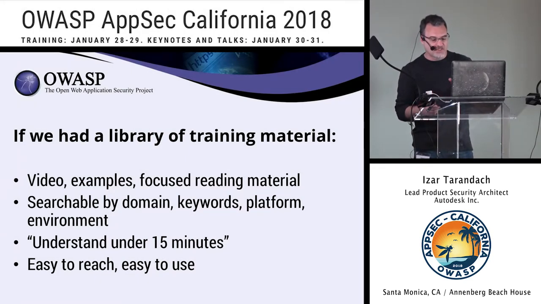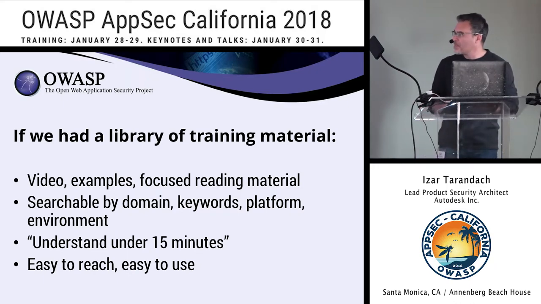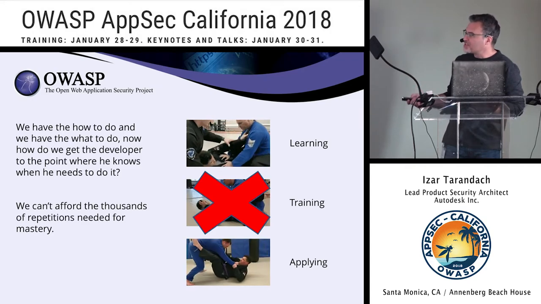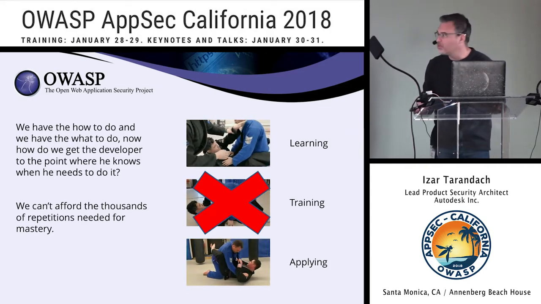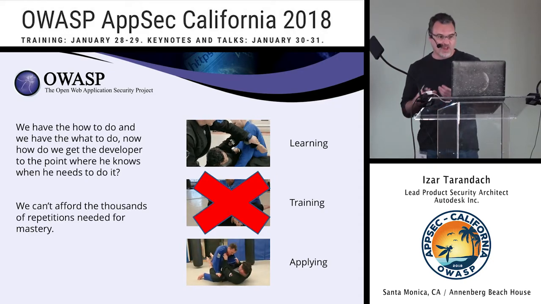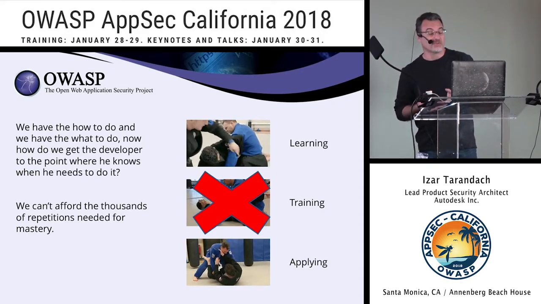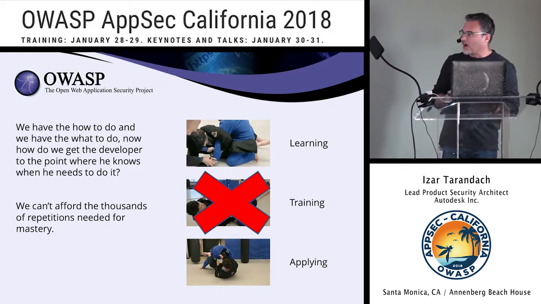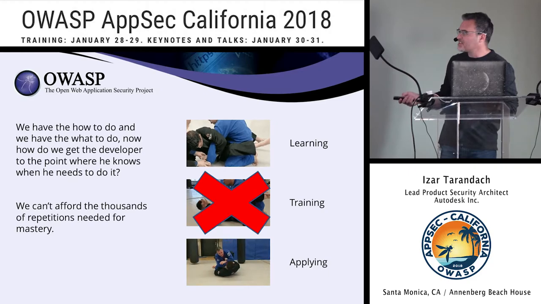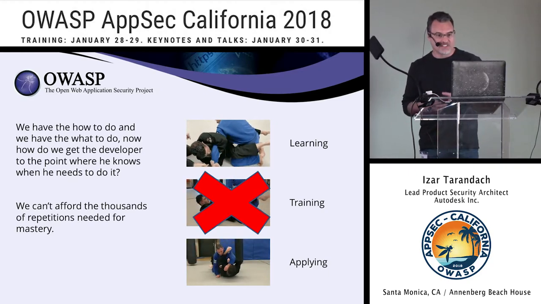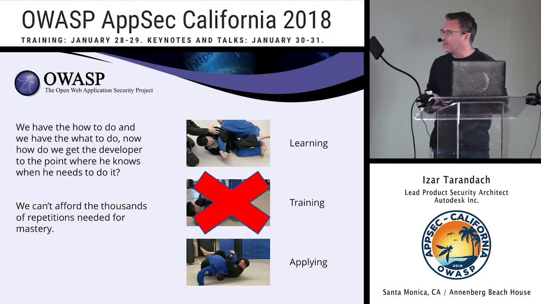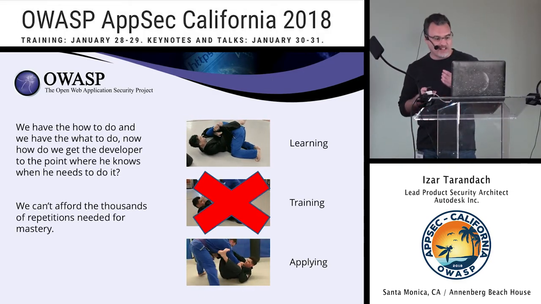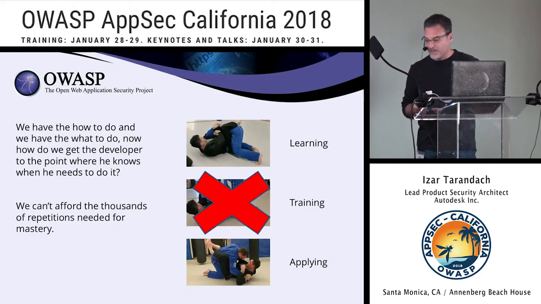But let's assume for a second that this exists. So we have the how to do, which is the thing showing you how to do it. And we have the what to do. We have the security, the notable security events that I want the developer to be able to fire. Now, how do we get him to the point where he doesn't need this 1,000 times of repetition? He doesn't have to go over it again and again to get to that point where he can fire the event as soon as we can, okay?